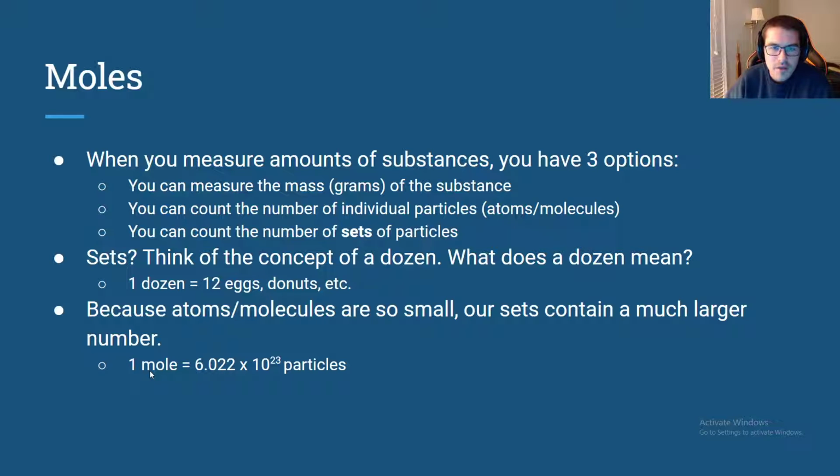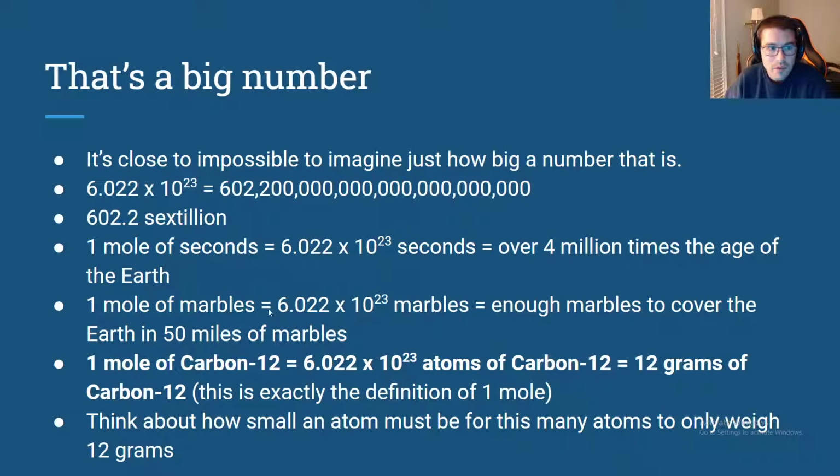It's a number. It's a set, right? If a dozen is 12, that's an easy number to think about. A mole is 6.022 times 10 to the 23rd, which is a massive number. The next slide is going to talk about this, but that's the magnitude that we're dealing with here in chemistry. Because atoms and molecules are so small, our sets are huge. They're gigantic, all right? So let's actually talk about how big of a number that is.